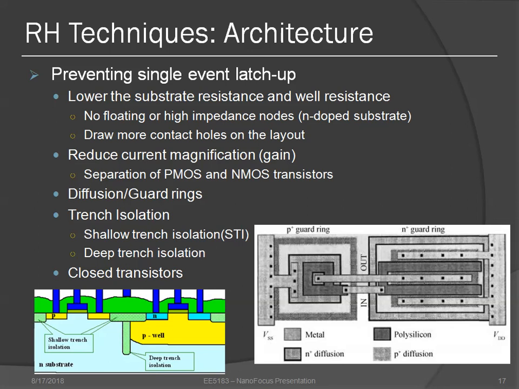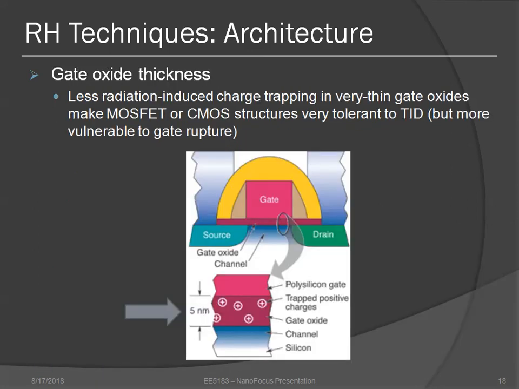And then the last architectural technique I wanted to bring up was controlling the thickness of the gate oxide. This is a pretty simple technique, and it's a mitigation for TID effects. Basically, the thinner the gate oxide, the smaller the positive charge that can be trapped in that layer. So if you make your gate oxide really thin, then you're more hardened against total ionizing dose effects.